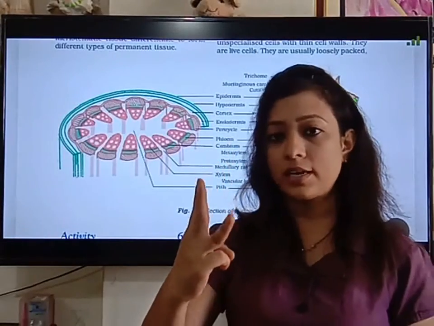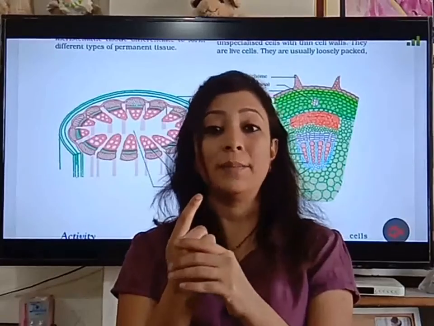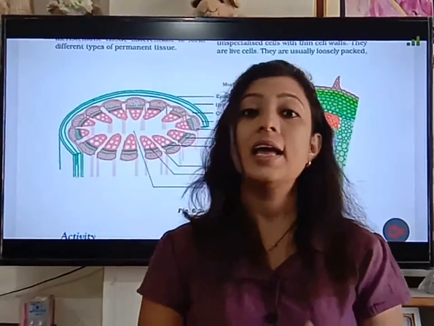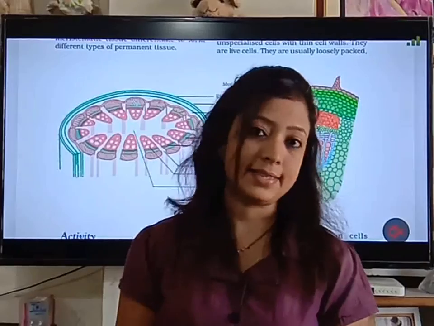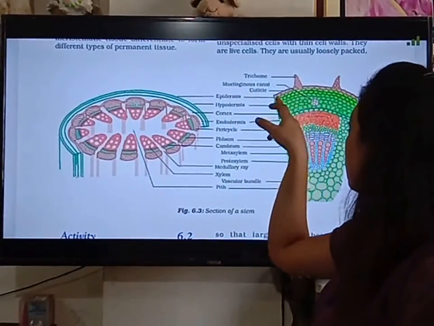So three functions are there. It prevents excess water loss, it prevents mechanical damage to the epidermis, and third, it protects the epidermis from getting damaged by invading microorganisms such as bacteria, fungi, etc. So these are the functions of cuticle, this waxy coating.